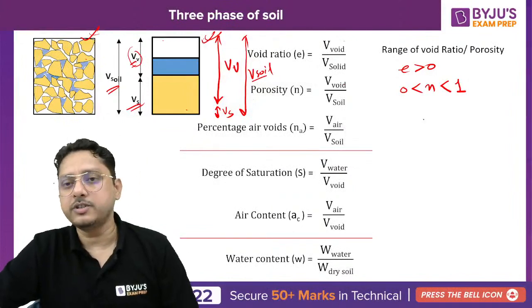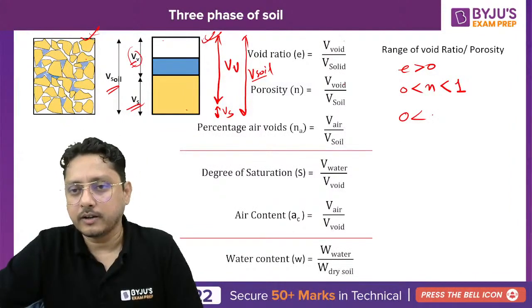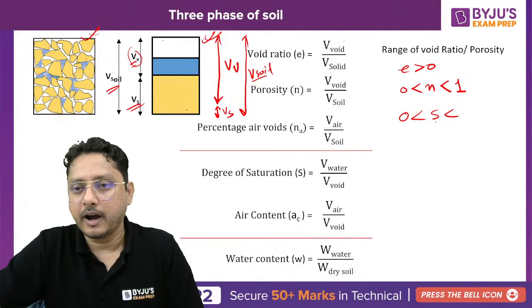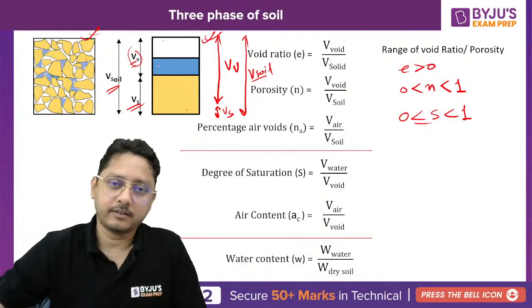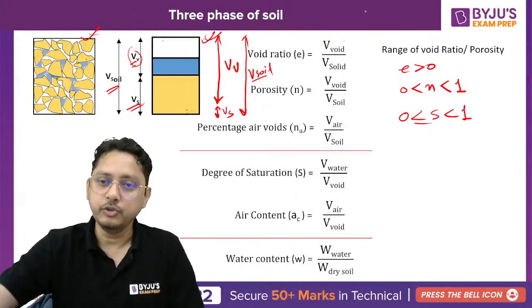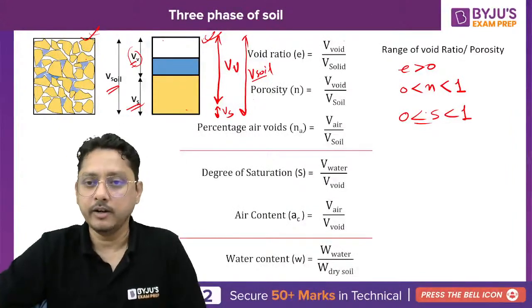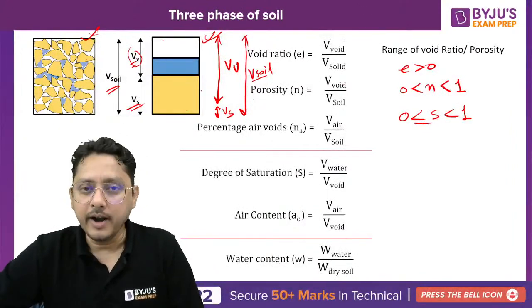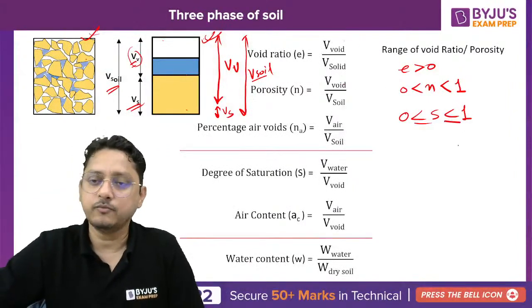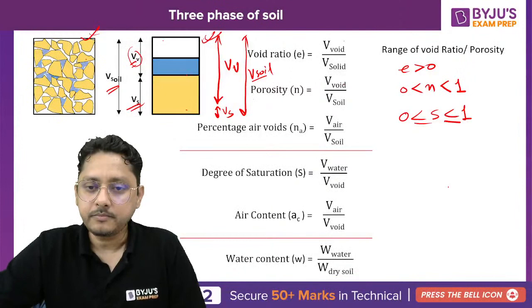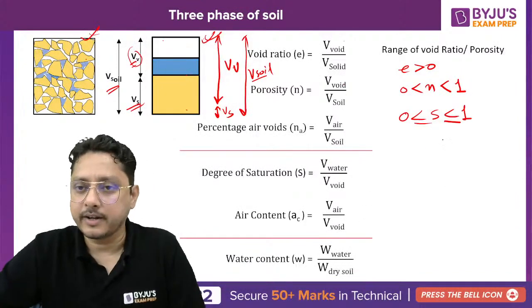The degree of saturation is also from 0 to 1. Either the void is totally free from water, so the degree of saturation is 0, no water present in the void, or the void is completely filled with water, then the degree of saturation becomes 1. Now let us talk about the water content.